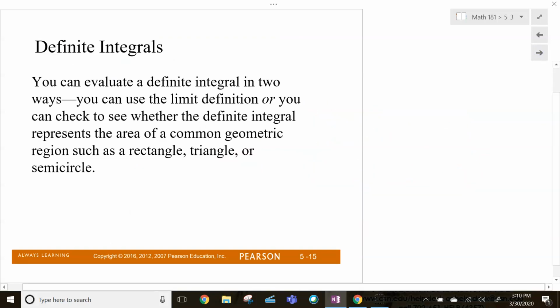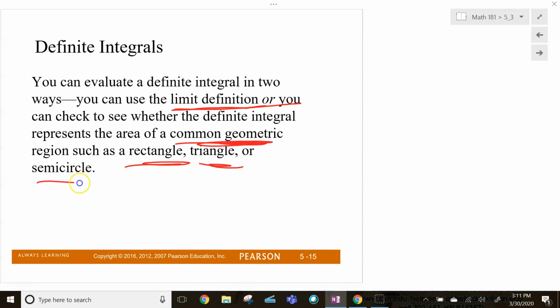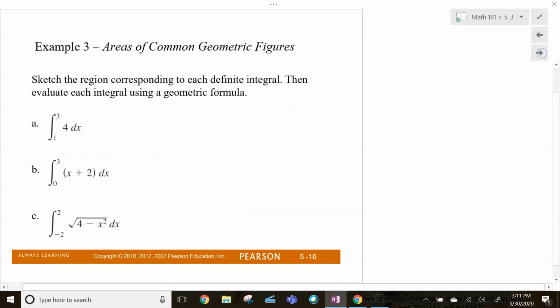Okay? So we can evaluate the integral in actually more than a couple of ways. We can run the limiting process. We can also think about it geometrically if it's a rectangle, a triangle, a semicircle, or something. And then we can use the fundamental theorem of calculus. And we're going to examine it in all those ways today. Okay, so we're going to do these ones geometrically, and I want to show you the first two with the fundamental theorem of calculus as well. So let's look at the first one.